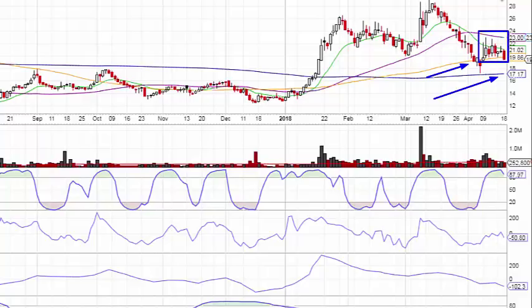So it is a type of expansion contraction pattern similar to a Bollinger Band squeeze, but it's more of a moving average squeeze. And then we're looking for a, boom, breakout of them. And in this case, we'd be looking for the breakout to the downside.